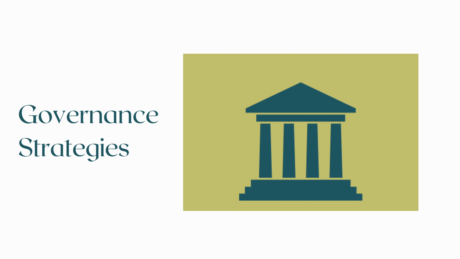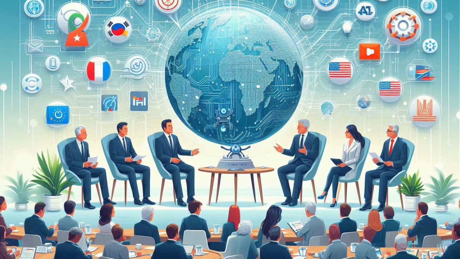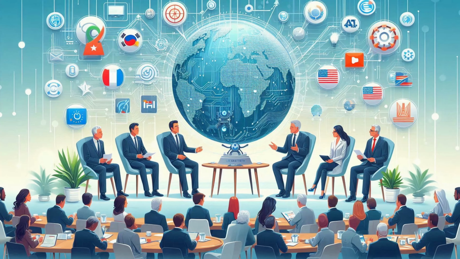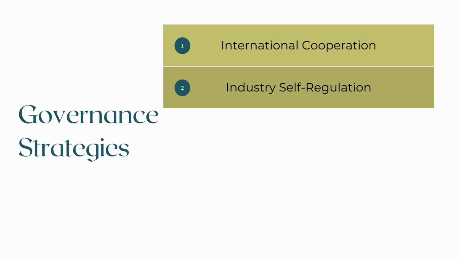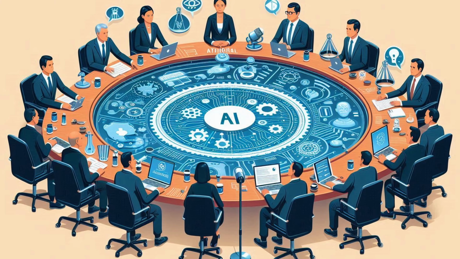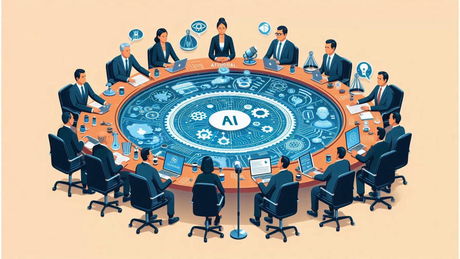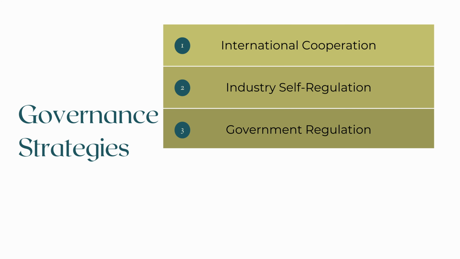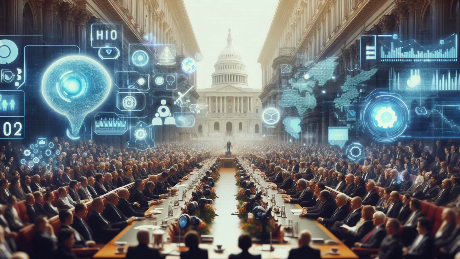Governance strategies ensure responsible AI development and deployment. International cooperation. Collaborating globally to establish common standards. Unified standards prevent regulatory fragmentation. Industry self-regulation. Encouraging industry-led guidelines and best practices. Industry leaders must take responsibility for AI ethics. Government regulation. Enacting laws and regulations for AI development and use. Governments must balance innovation with public protection.